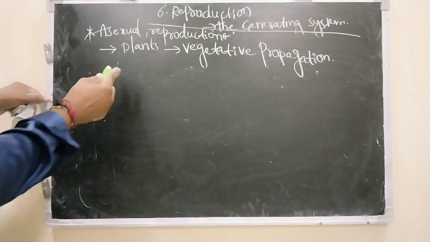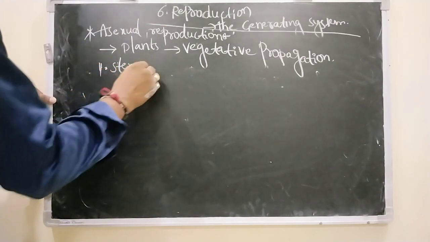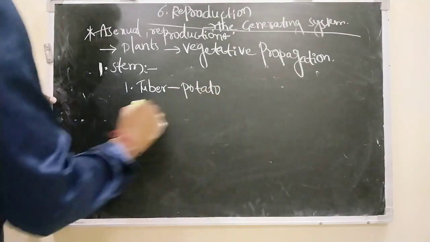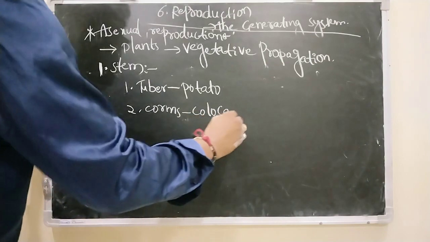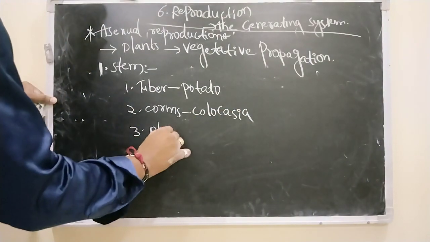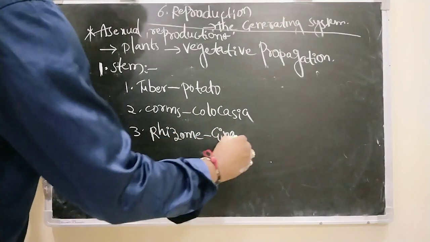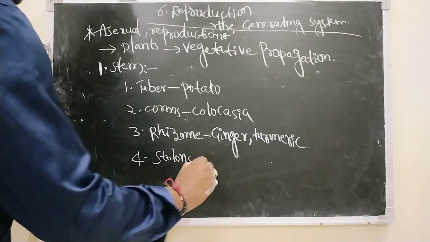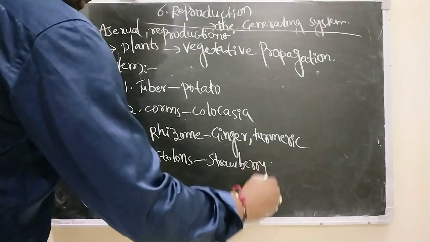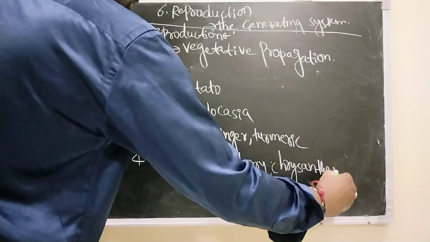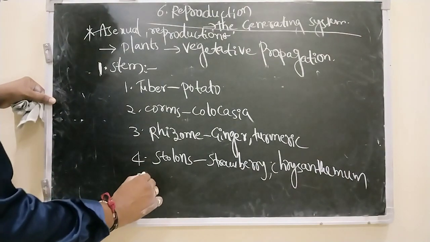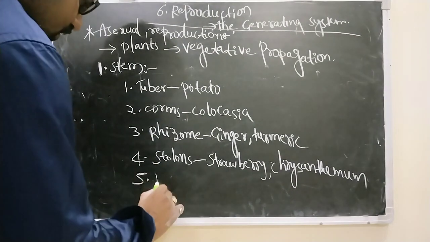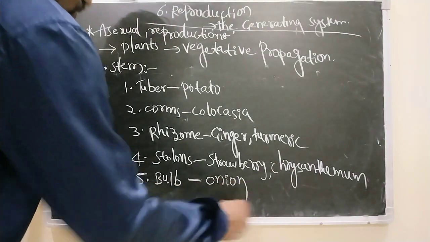Next, stem. There are many modifications in stem. The first one, tuber: potato. Corms: colocasia. Rhizome: ginger, turmeric. Stolons: strawberry, chrysanthemum. Bulb: onion. So tuber, corms, rhizome, stolons, bulb are the stem modifications.